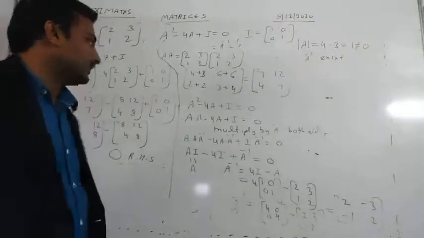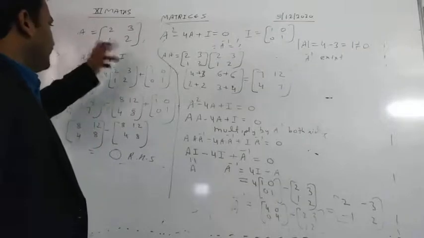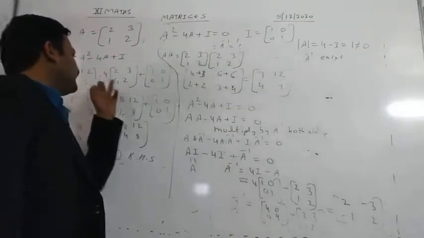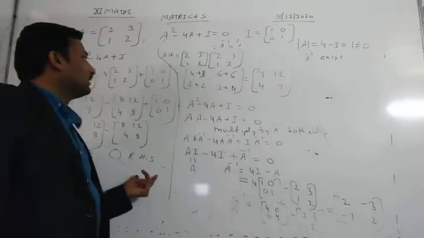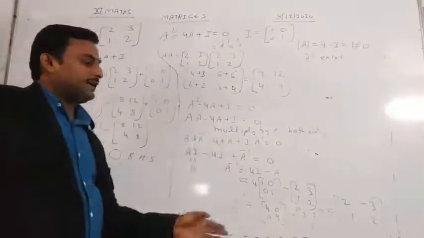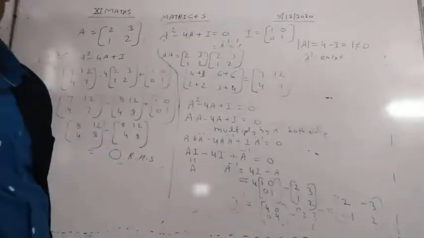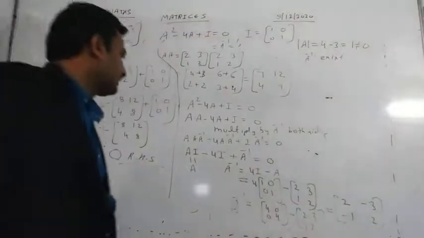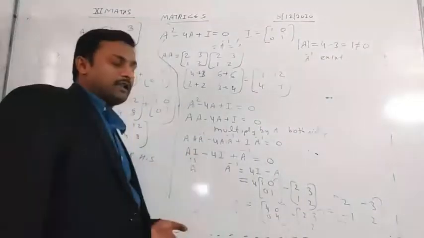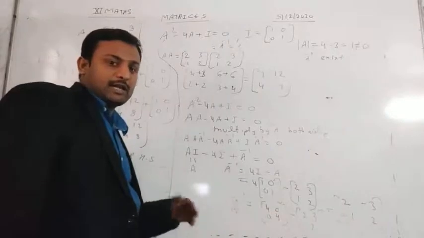First of all, we have satisfied this. A satisfies the equation, putting the value of A and A square here, and we get the right hand side 0. After that, using this equation, we will find our A inverse. For this, we multiply both sides by A inverse, and you know A into A inverse is the identity matrix, and the identity matrix multiplied by any matrix gives that matrix.